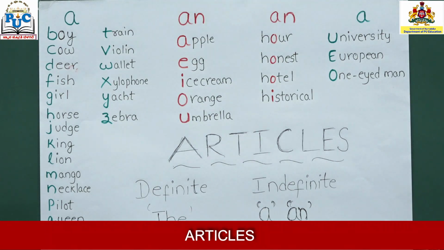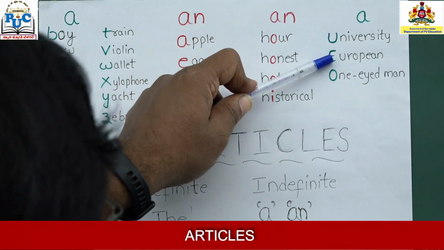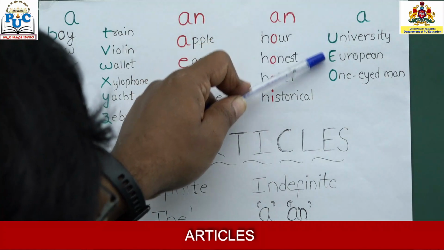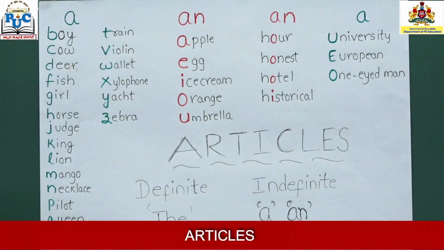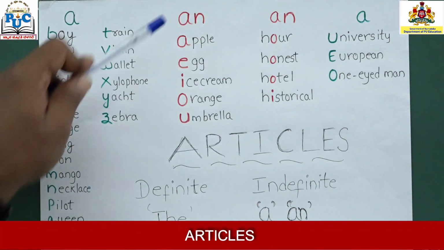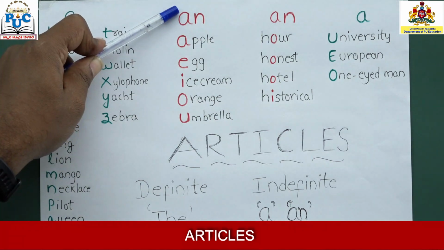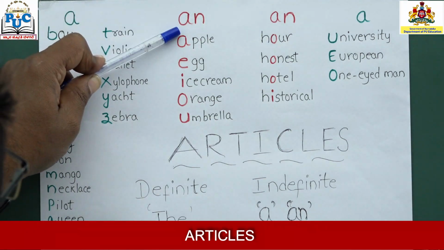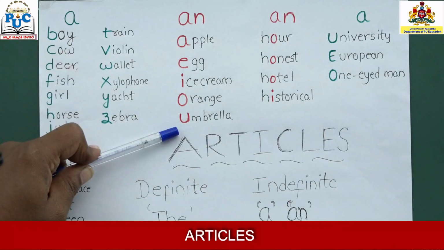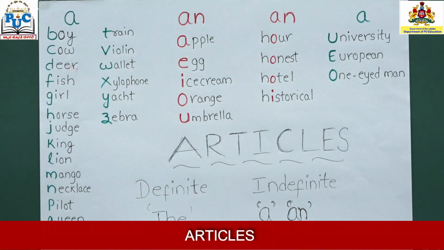University, European, one-eyed man. Look, all the three begin with vowels U, E, O. For those of you who think that an should be given when it begins with A, E, I, O, U, you are wrong. It's not the letter, it's the pronunciation.